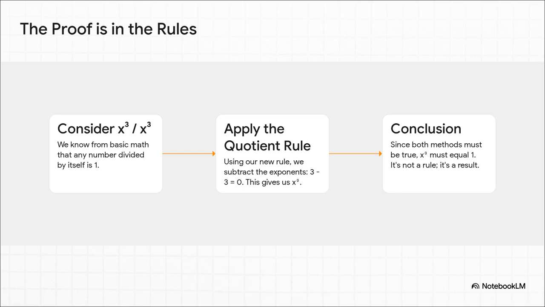But on the other hand, let's look at it using our brand new quotient rule that we just discovered. We subtract the exponents. 3 minus 3 is 0, so we get x to the power of 0. So you see, since both of these things have to be true at the same time, the conclusion is absolutely inescapable. X to the power of 0 must be equal to 1. It's not a rule we memorize, it's a result we can actually prove.